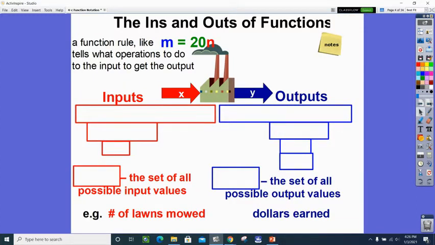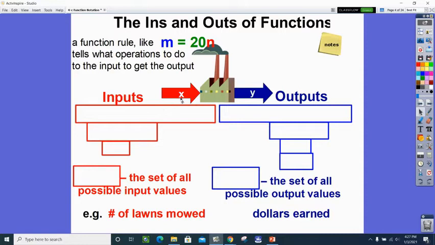So I'm just going to take this chart. It's not in your book. Remember a second ago we were talking about the number of lawns mowed and getting $20. So this is called a function rule. And we're just going to go back through our vocab that we've been using recently. I'm going to add something new that we're going to talk about in a minute as well. But I'm going to use the lawns mowed and the dollars earned, this one, as an example.